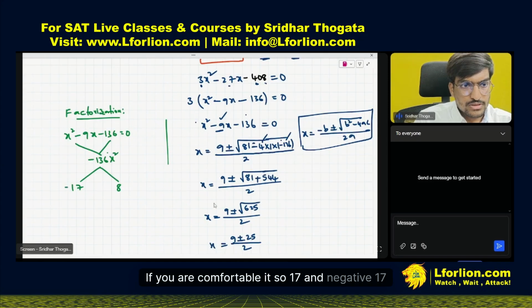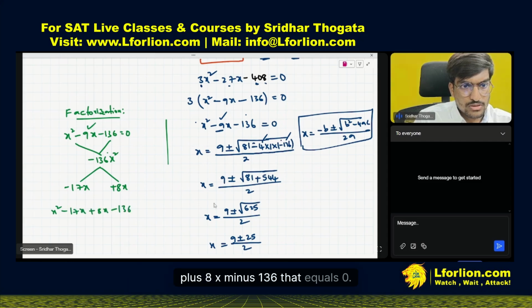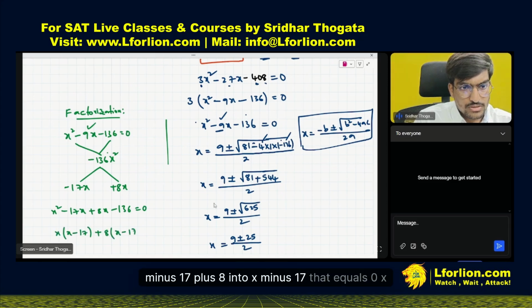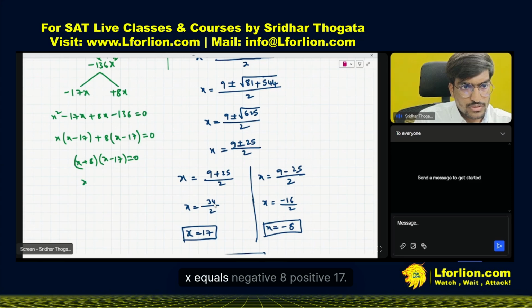Negative 17 plus 8 gives negative 9x, so this will satisfy. Using factorization also you can solve this. x square minus 17x plus 8x minus 136 equals 0. So x into x minus 17 plus 8 into x minus 17 equals 0. x plus 8 times x minus 17 equals 0. x equals negative 8 or positive 17.